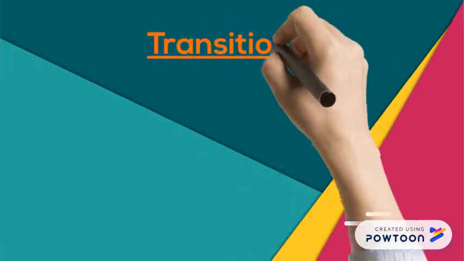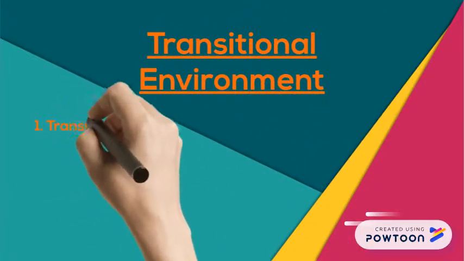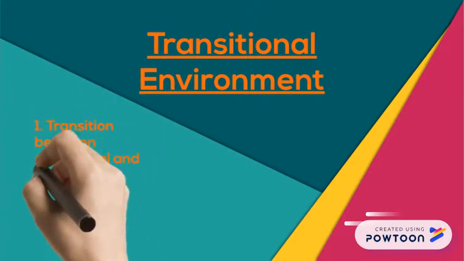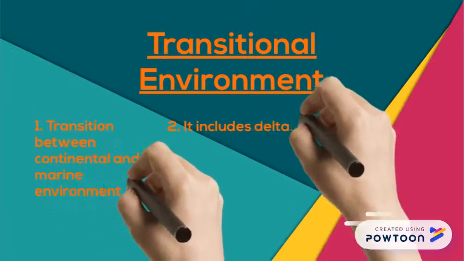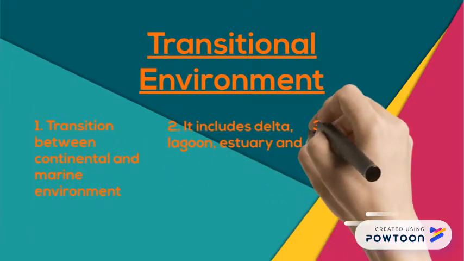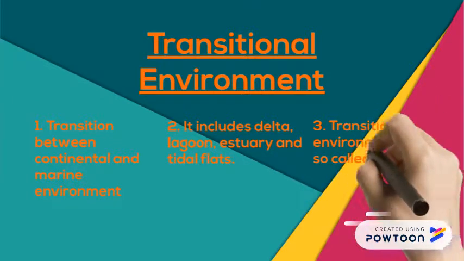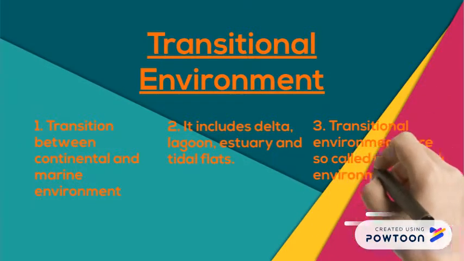Transitional environment. So what is a transitional environment? It is a transition between continental and marine environment. It includes delta, lagoon, estuary, and tidal flats. And transitional environments are so called coastal environments.